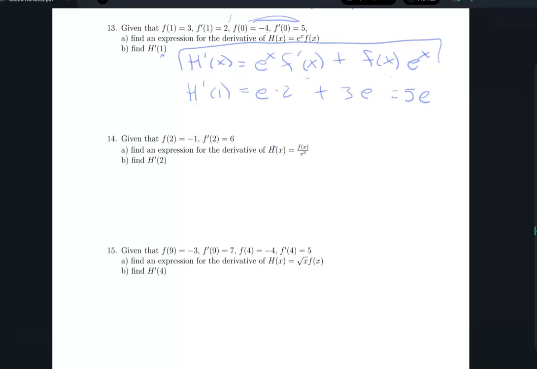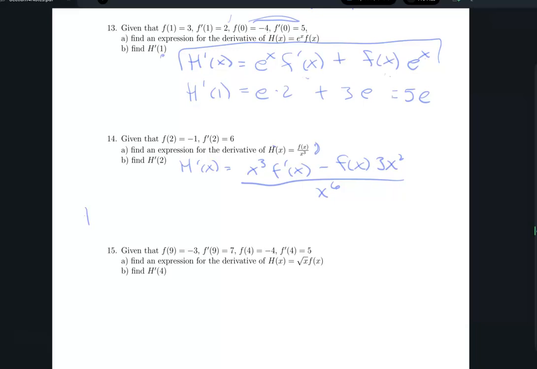This one here, you can see I've got to use the quotient rule. So let's go do that fun rhyme. It's low d high minus high d low, square the bottom and off you go. And you know x cubed squared is x to the 6th.